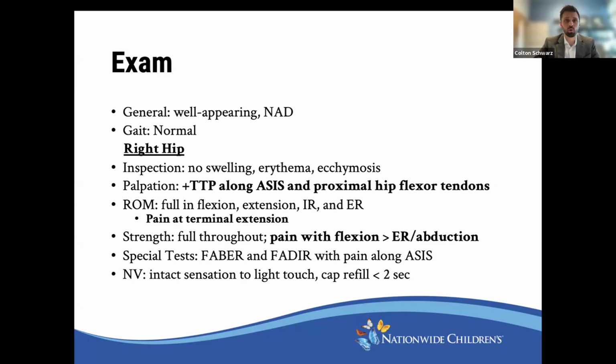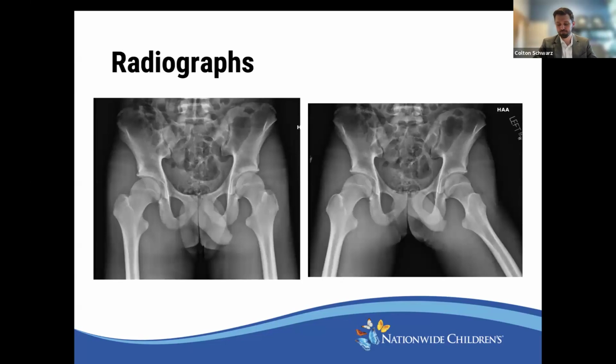So on exam, you have a well-appearing adolescent male. He has a normal gait. On inspection, there's no swelling, bruising, or erythema. On palpation, he does have point tenderness along the ASIS and proximal hip flexor tendons. Range of motion testing is full throughout. However, he does have pain along the anterior hip at terminal extension. Strength testing is also full throughout, although he has a lot of pain with resisted flexion and more mild pain with resisted external rotation and abduction. With special testing, his FABER and FADIR precipitate some pain along the ASIS, and he's neurovascularly intact.